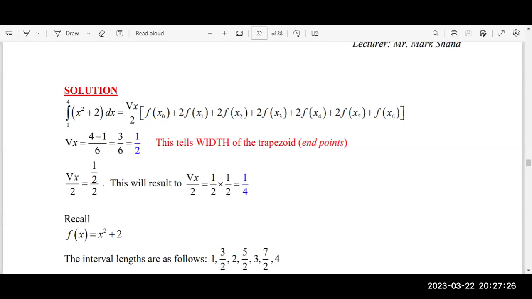Okay, so in order to calculate, Vx is really the width. Vx gives us the width of the trapezoid. And we need to know the width of the trapezoid in order to calculate the ordinates. Okay, let me know and we'll get that too. And that's a part of that too.